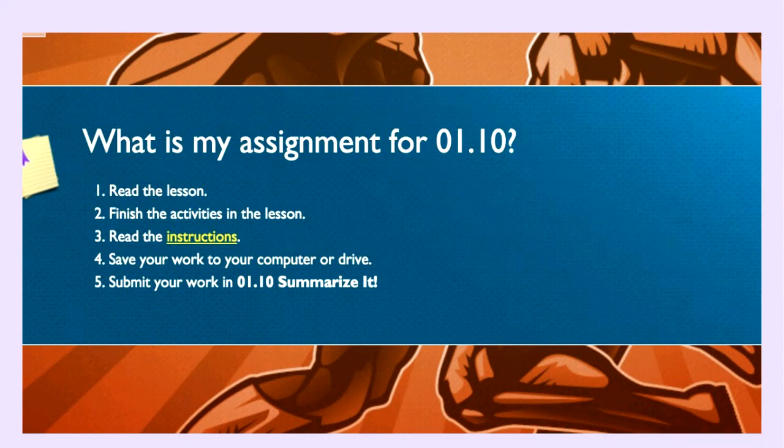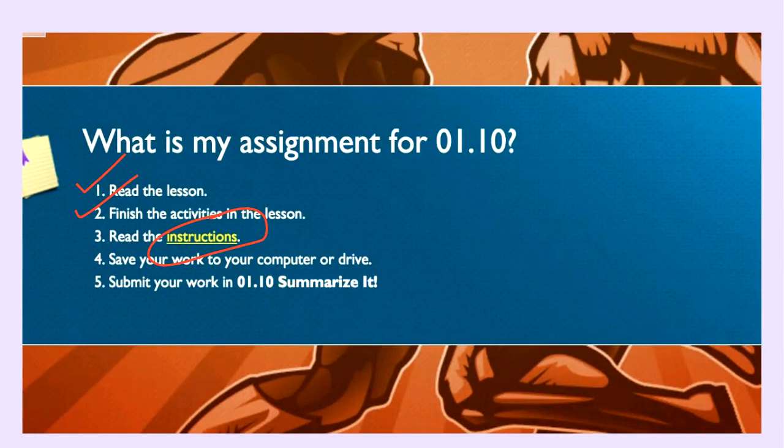Number 1, I want to read the lesson. Okay, I've read the lesson, let's pretend. I've done all the activities in the lesson. Now I want to read the instructions. Well, we've gone over for the last month that anytime you see this, read the instructions, it's a different color and it's underlined. So I know I need to click on that because when I click on that, that's going to pull up the instructions for me.